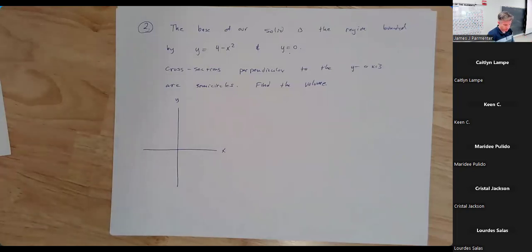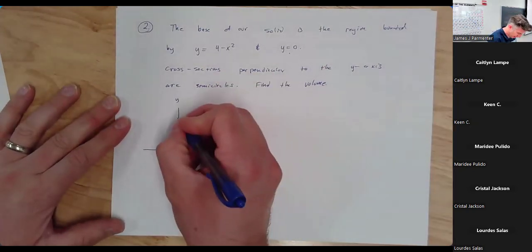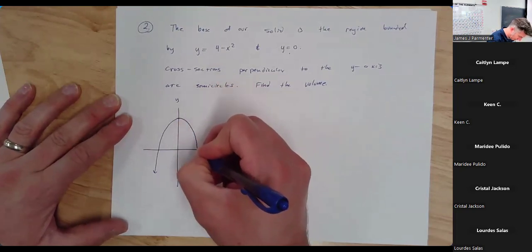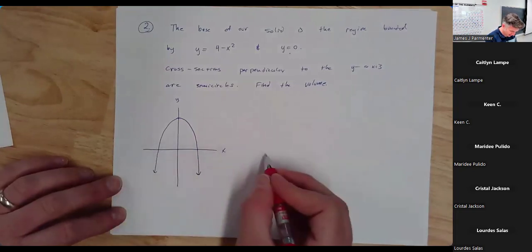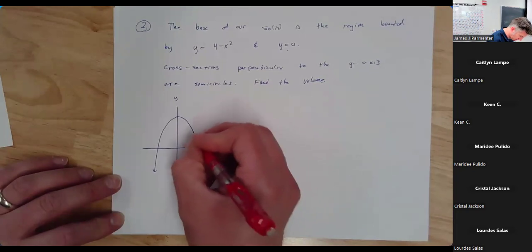Okay, so y equals 4 minus x squared. It's a downward opening parabola. It's got a y-intercept at 4. It's got x-intercepts at plus or minus 2. I'm not really trying to do a perfect job of drawing it. I'm just trying to get a decent idea of what it looks like. And then y equals 0 is the x-axis, so I'm not actually going to draw it. It's already there. I'm just going to shade in my region.